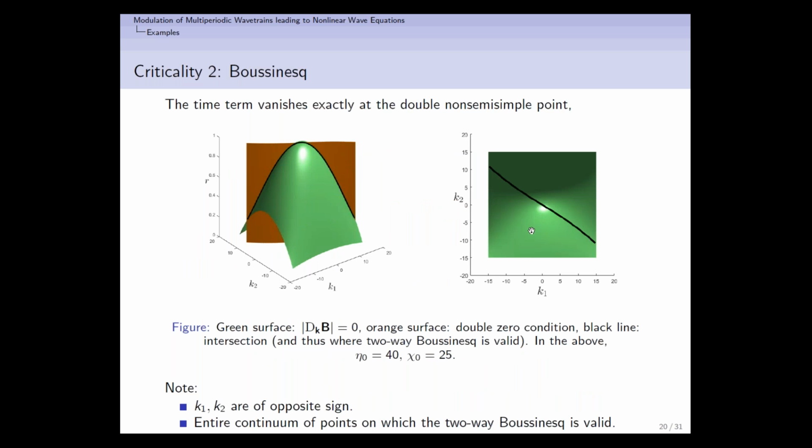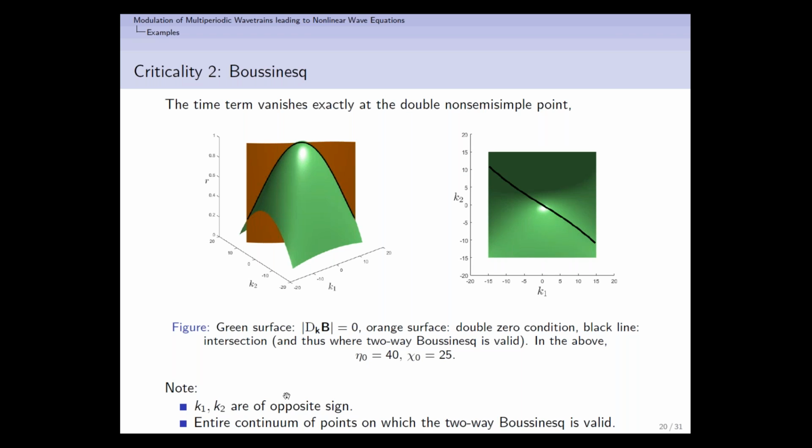And so what's more telling is if I look at it from above, you see this black line where the two surfaces intersect. And so I have a continuum on which the two-way Boussinesq is valid, which is a lot better than the single-phase case, where you'd end up with just finitely many points. So the two-way Boussinesq is pretty pervasive. One thing to point out is that along this line, K1 and K2 have to be of opposite signs. Okay. Now that means we're in Kelvin-Helmholtz instability territory, because the fact that the two velocities are of opposite sign means that Kelvin-Helmholtz is unstable.